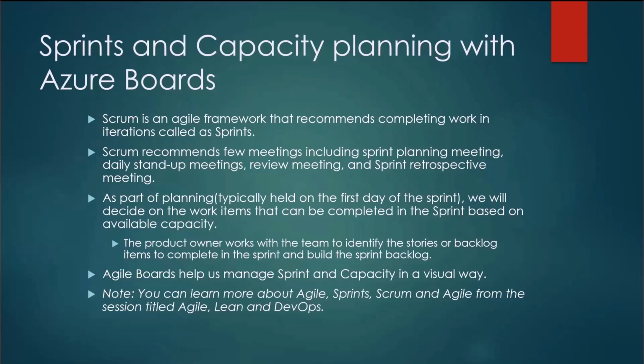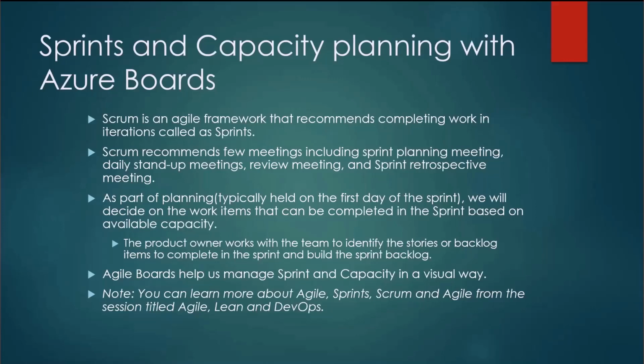So managing capacity is important. You need to make sure you pick up only work that can be completed. There may be spillovers, meaning tasks that are not completed. But in general, you need to plan for completing all the tasks that you pick up for a sprint within that sprint itself. And that is possible through proper planning based on available capacity. Scrum recommends a few meetings, including sprint planning meeting, daily stand-up meetings, review meeting, sprint retrospective meeting, etc.